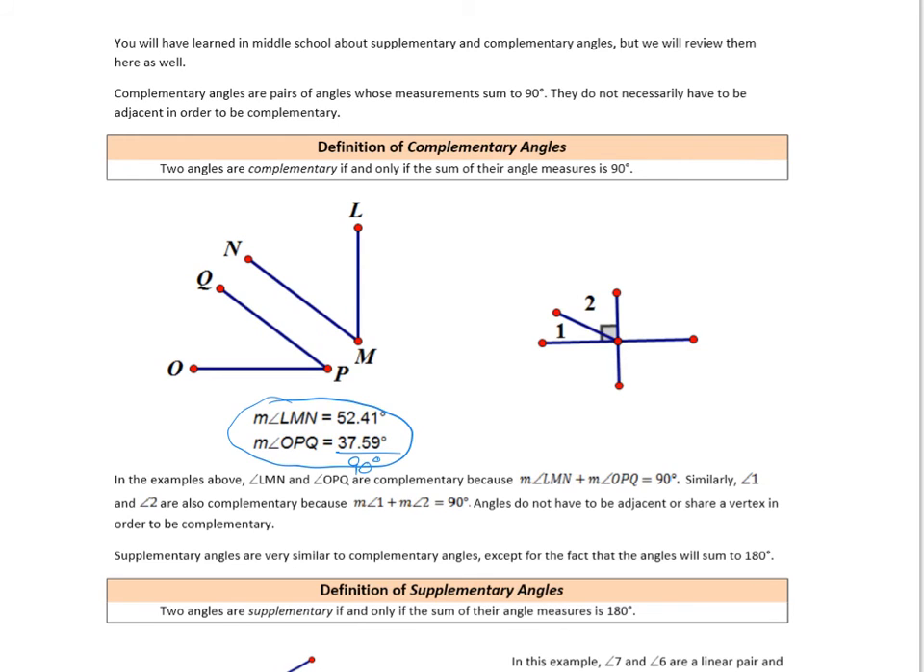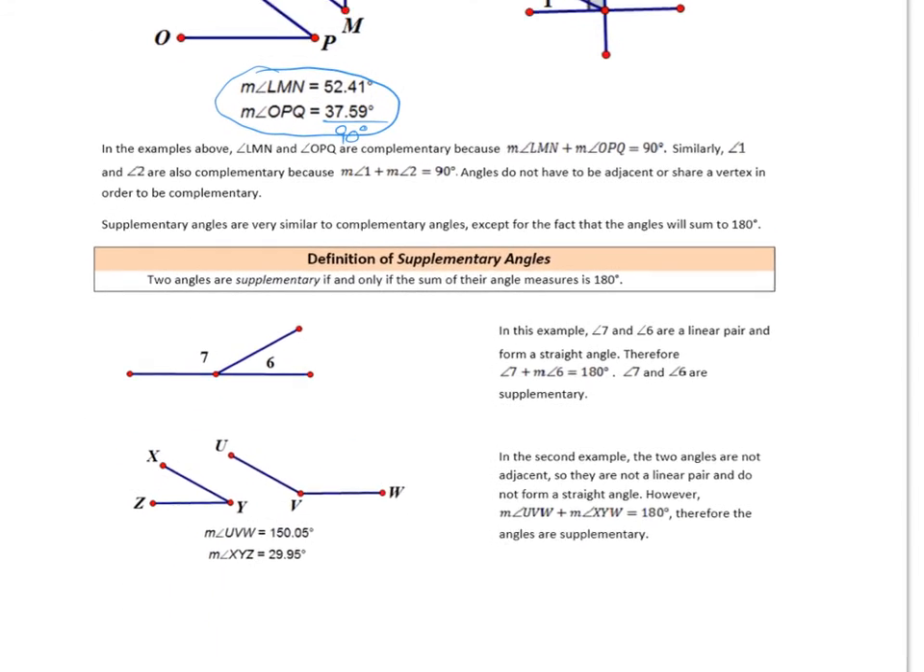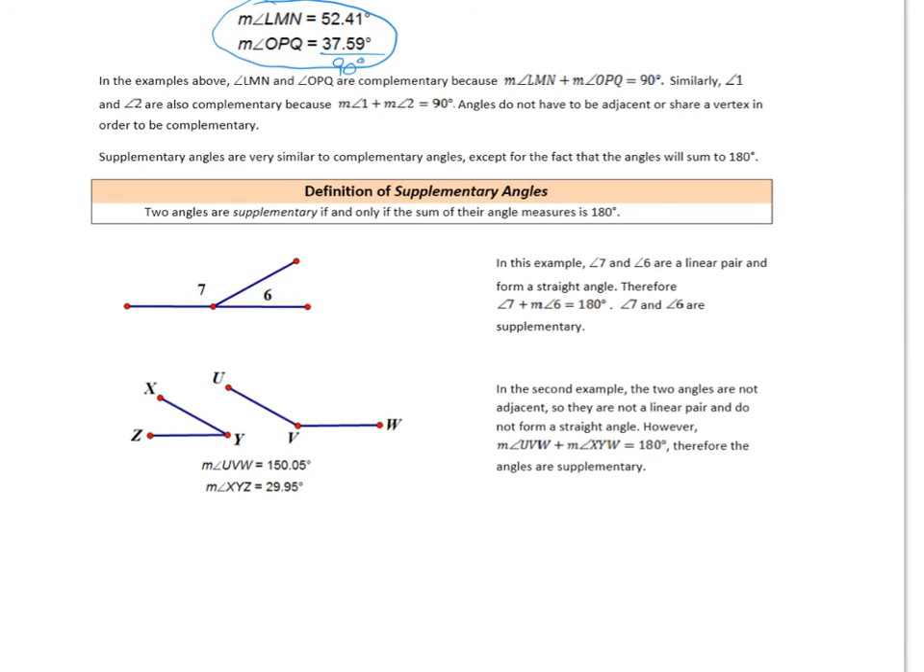So supplementary is very similar. 2 angles are supplementary if and only if their angle measures sum to 180 degrees. Looking at my first one, angles 7 and 6 are a linear pair and they form a straight angle. Therefore, the measure of angle 7 plus the measure of angle 6 equals 180. There should be an M right there, folks, we dropped an M. So 7 and 6 are also supplementary. So you can conclude that all linear pairs are supplementary.